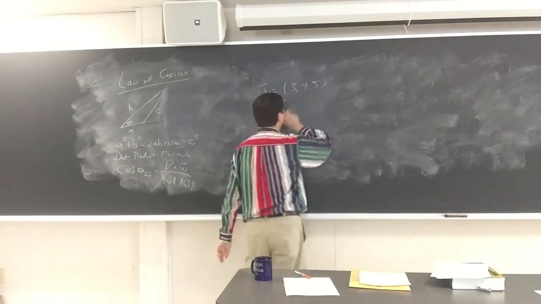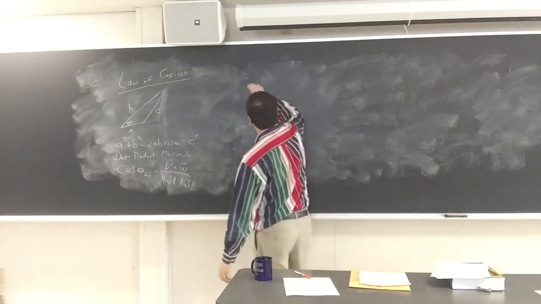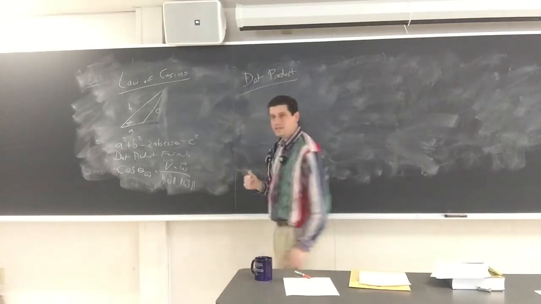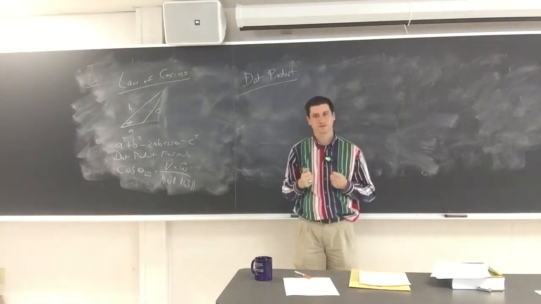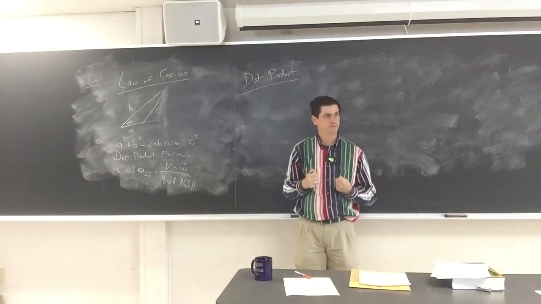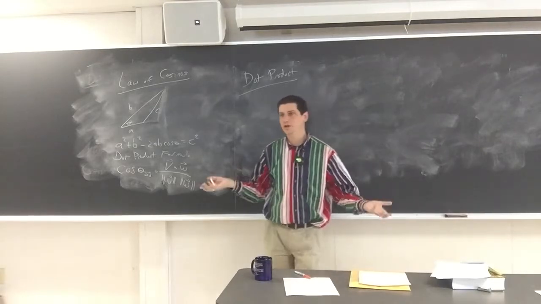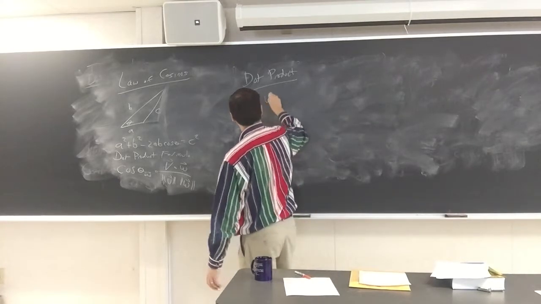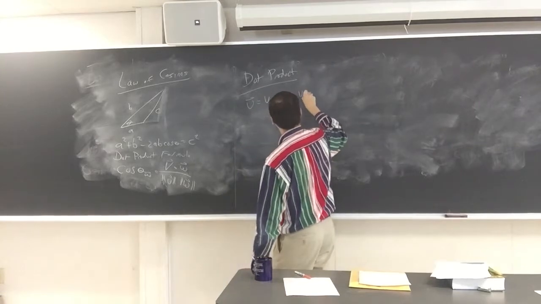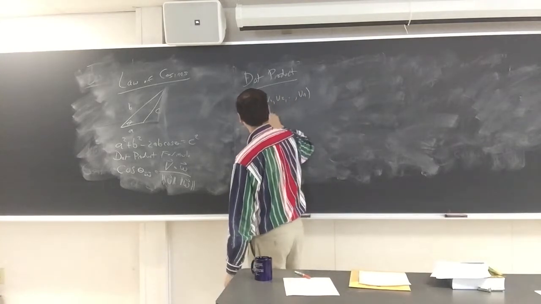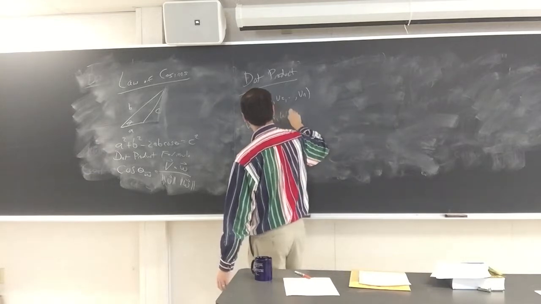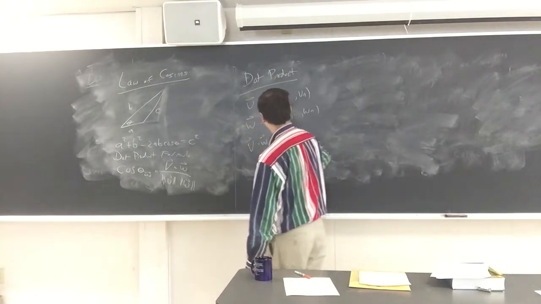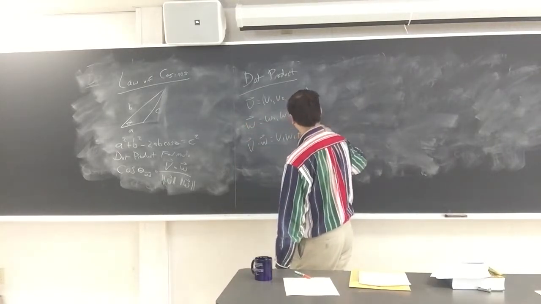So let's quickly review what the dot product is. We take as input for the dot product two vectors, and we spit out a number. And so you always want to ask, what are your inputs, what are your outputs? So if v is v1, v2 through vn, and w is w1, w2, through wn, then v dot w is v1 w1 plus through vn wn.